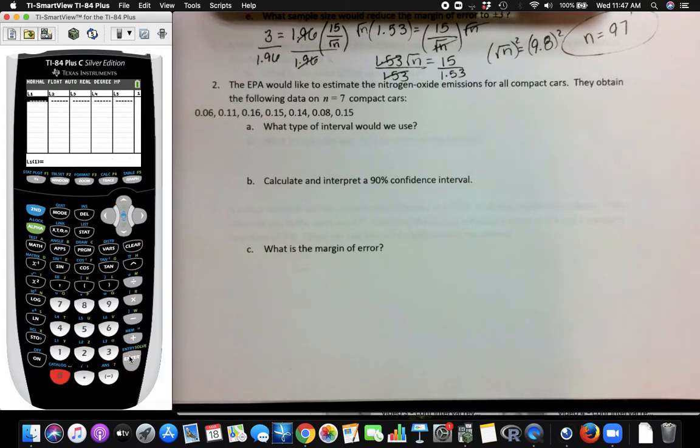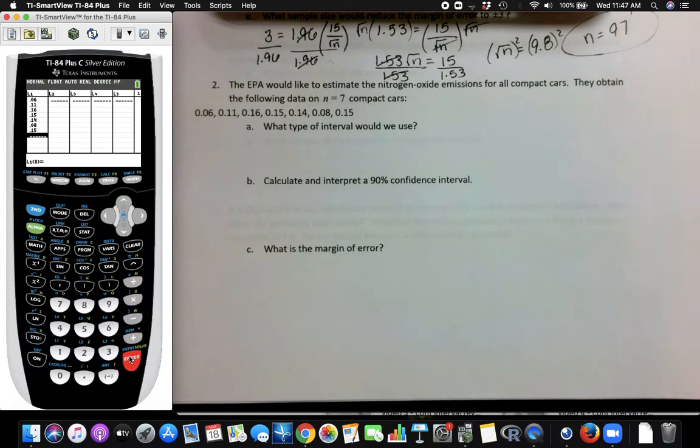Okay, now I can put these in: 0.06, 0.11, 0.16, 0.15, 0.14, 0.08, and 0.15.